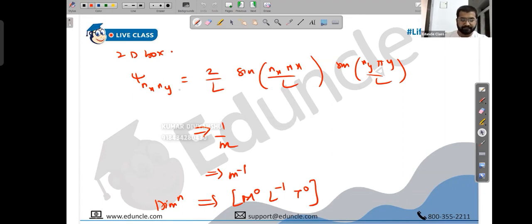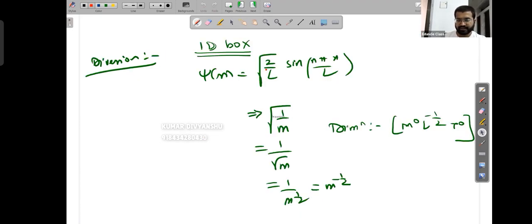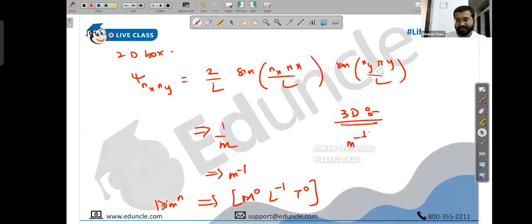Okay. And similarly, in 3D, what will be the answer, people? Minus 3/2. Minus 3/2. Yes, okay. So minus half, minus 1, you have meter raised to minus 3/2. That will be the unit. And the dimension will be length raised to minus 3/2: M0, L minus 3/2, T0.